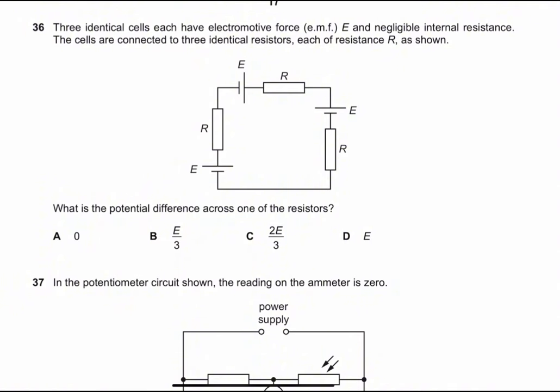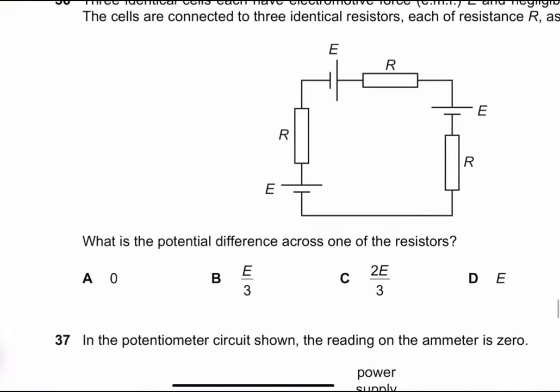We're given three identical cells that each have an EMF of E and negligible internal resistance. We've been asked for the potential difference across one of the resistors. This is trying to see if you understand how Kirchhoff's second law works. Kirchhoff's second law says that the summation of EMF across a closed loop is equal to the summation of potential difference across that same loop.